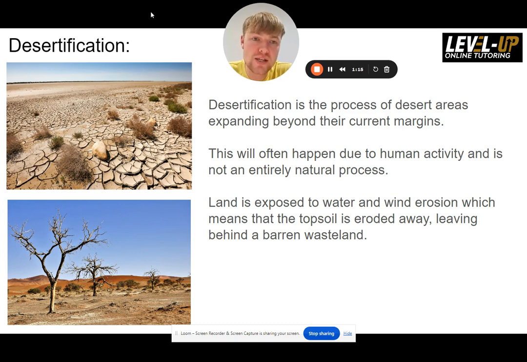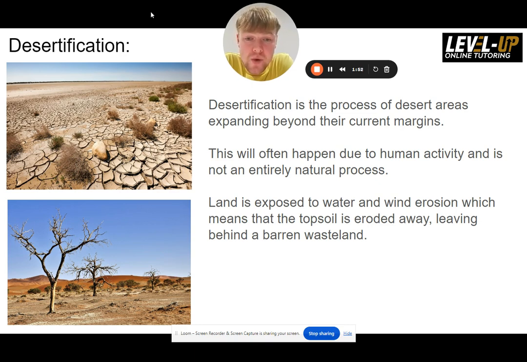So desertification is ultimately the process of desert areas expanding beyond their current margins. It is essentially the outward growth of deserts. So where you've got a desert, it's expanding beyond those edges. It's growing, if you like. Very often this is due to human activity. It's not an entirely natural process. It can happen naturally, but generally what we tend to find is it is humans that are driving or accelerating this rate of desertification, this key process.